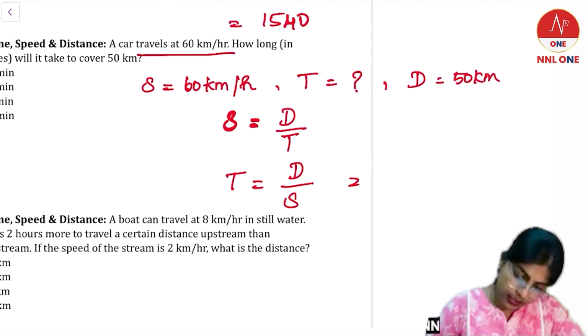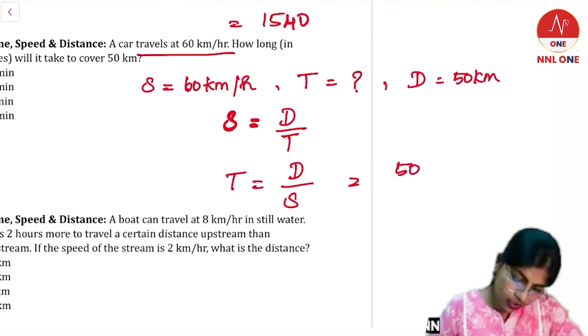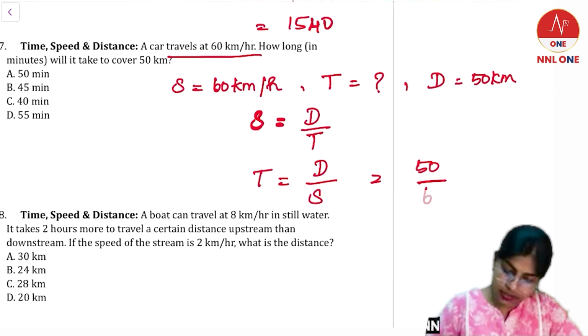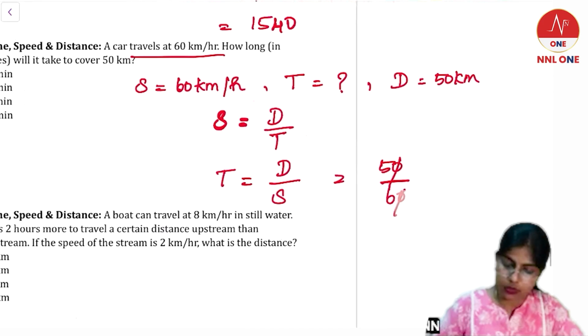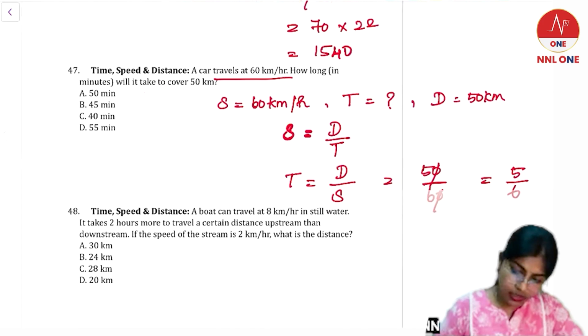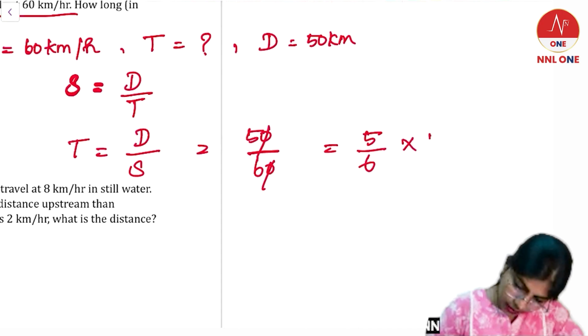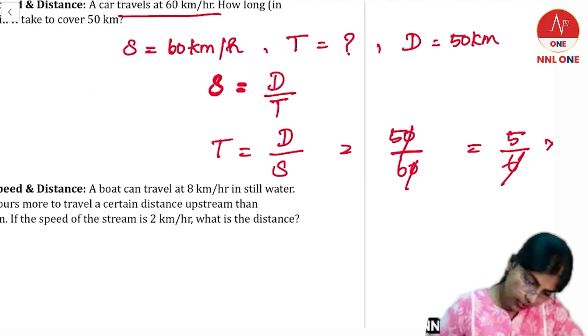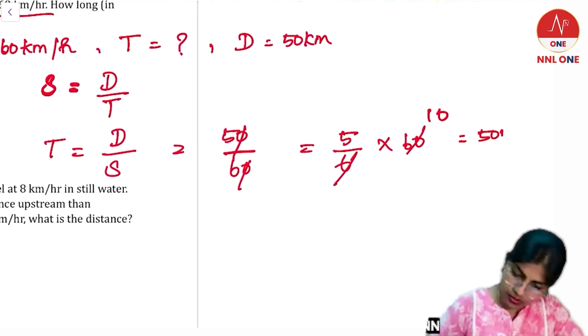What is the distance here? It is 50. What is the speed here? It is 60. I can cancel, so 5 by 6. I'm going to convert it into minutes, so I'm going to multiply it by 60. 6 into 10 is 50. Answer is 50 minutes.